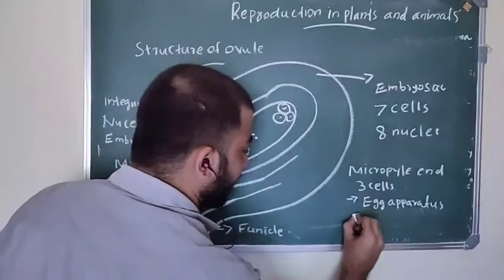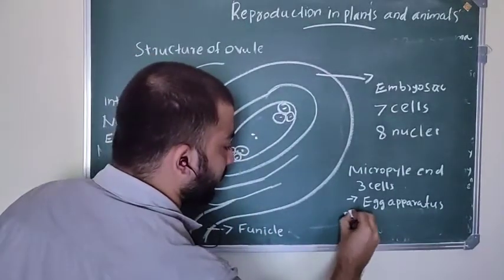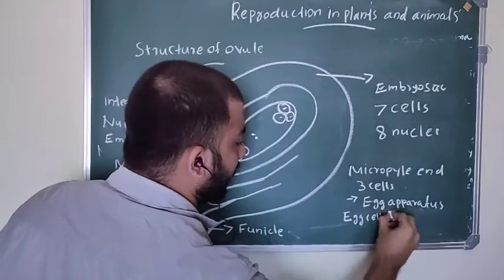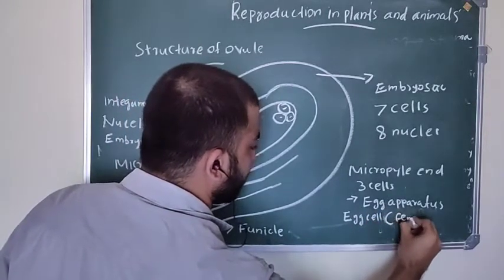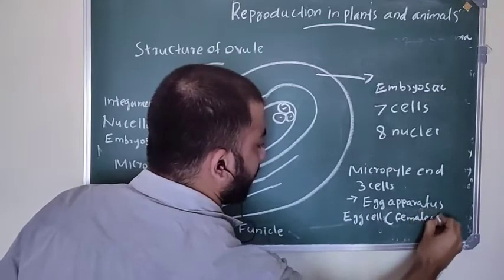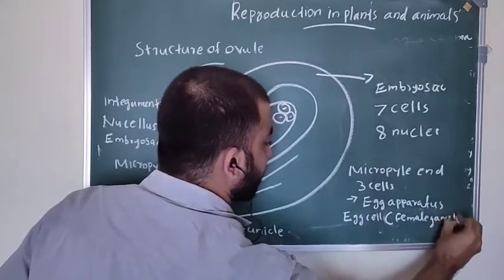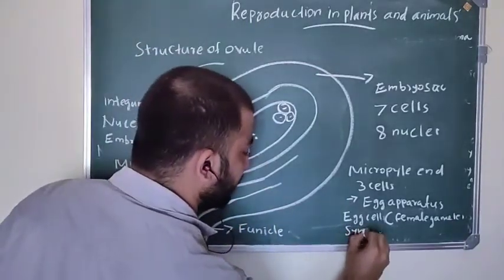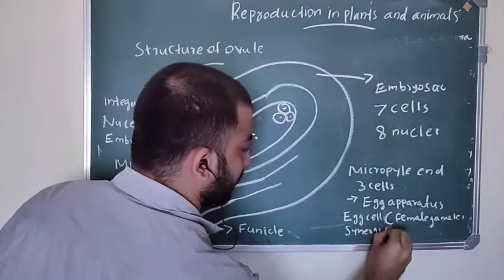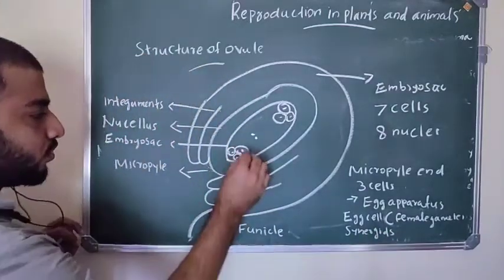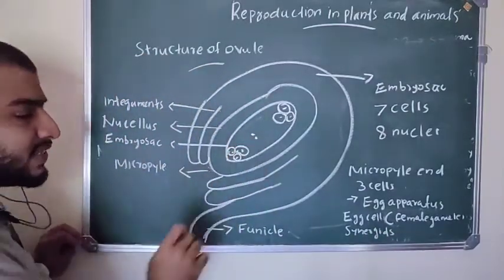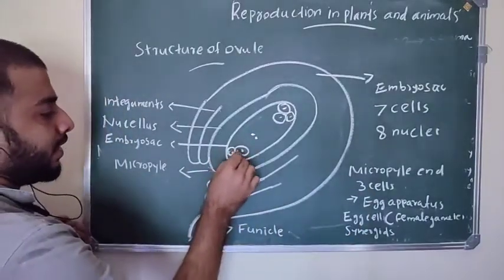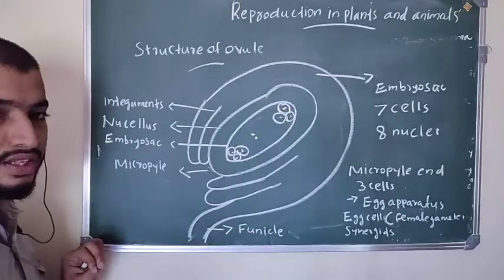In this egg apparatus, what cells are present? First of all, the egg cell. The egg cell means the female gamete. And the other two cells are called synergids. So the main important cell is the egg cell, which is part of the egg apparatus, and the nourishment is given by the other two cells called synergids.